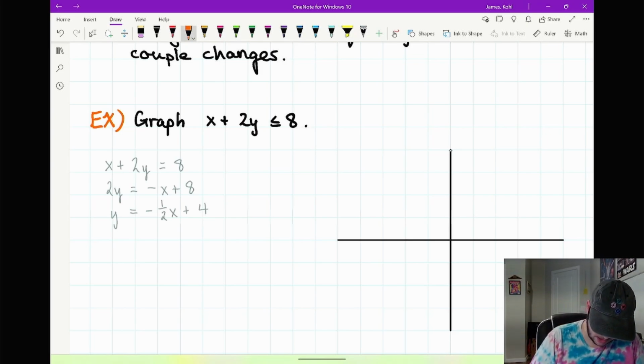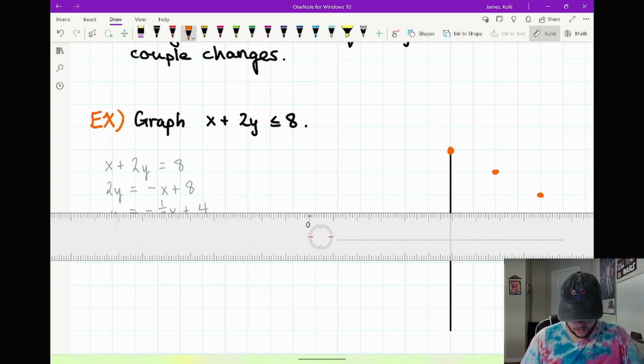The y-intercept is positive 4, and the slope is negative 1 over 2. And I graph normally.